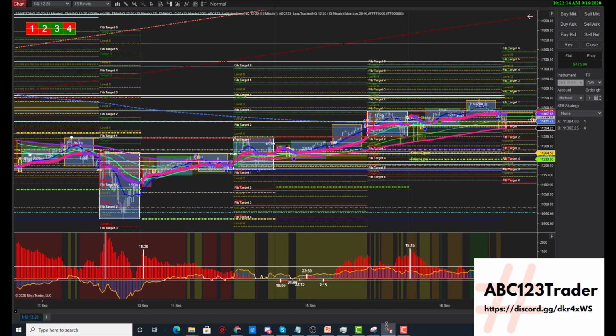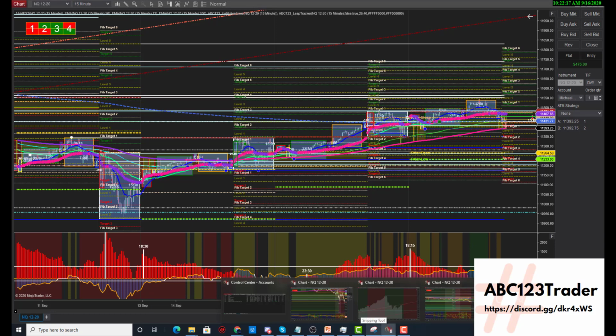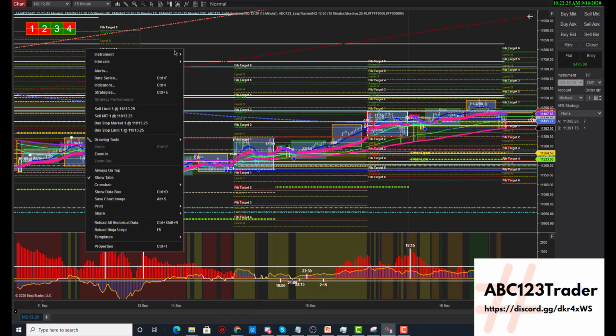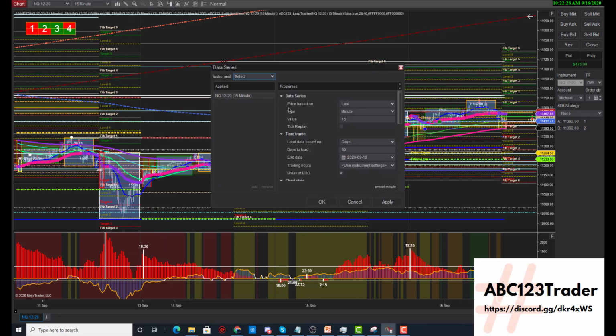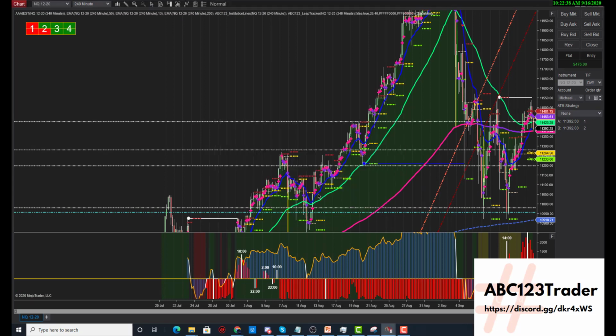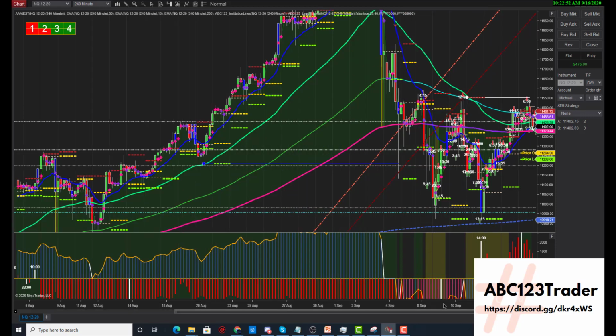actually, I got to open up one more chart to see if I have it here. You know what? Let me just do something here. I'm going to put it to a 4-hour time frame. Hopefully I don't get too many crazy lines here. I just want to show you the bars themselves.